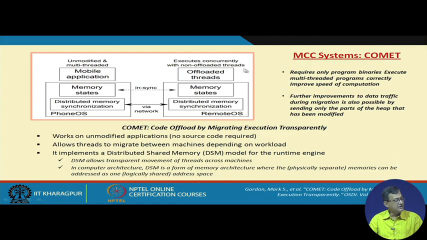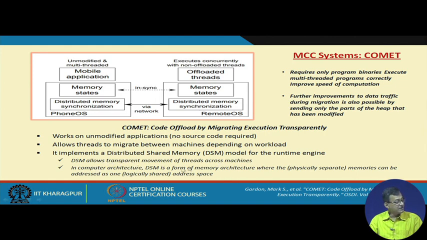There is another work, which is called COMET: code offloading by migrating execution transparently, right. It works on unmodified applications, no source code required on the app itself, and allows threads to migrate between machines depending on workload. It implements a distributed shared memory, or DSM, model in the runtime engine, right. Those who have gone through computer architecture or advanced computer architecture and OS will understand this DSM model. DSM allows transparent movement of threads across machines.